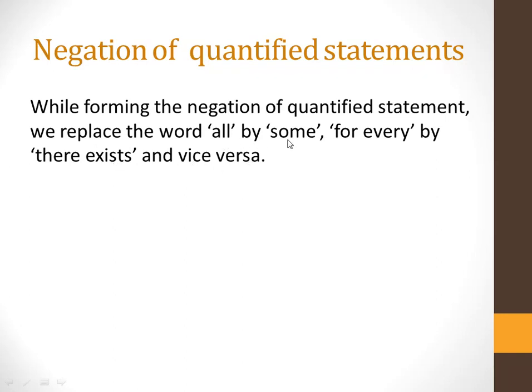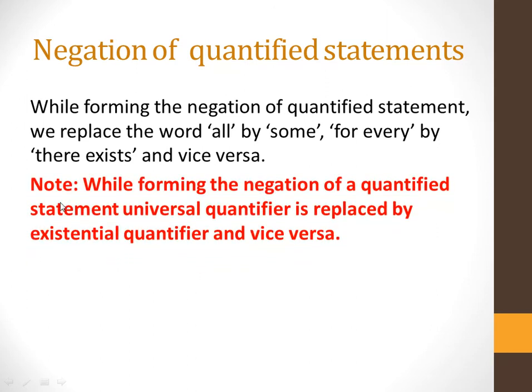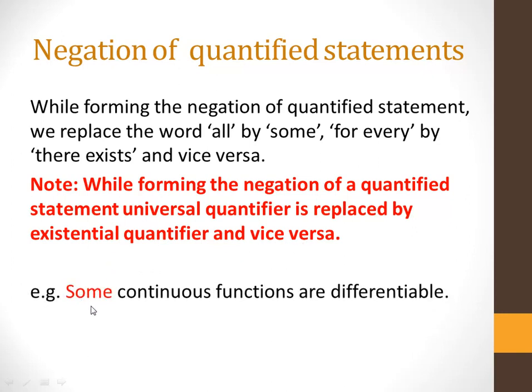So remember this: the word all is replaced by some and the words for every are replaced by there exist, and vice versa. In short, remember the note that while forming the negation of a quantified statement, the universal quantifier is replaced by the existential quantifier and vice versa. Okay. We will take one example to get a clear idea about this.